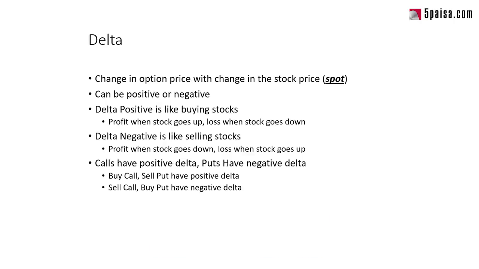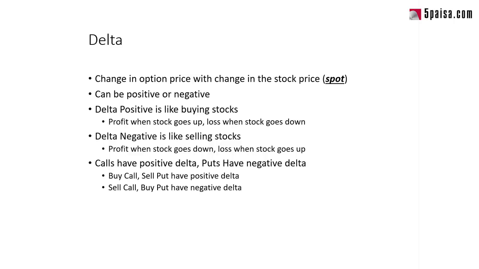So let's look at delta. Delta is the change in option price with change in stock price or spot. Delta can be positive or negative. Delta positive means that when the underlying goes up, your option price also goes up. When delta is negative, the option price is inversely related to the stock price. So positive delta is almost like you have bought a future or stocks. Your P&L acts exactly like how it would if you had a stock. Negative delta is like you have sold a stock. It's like shorting a stock.